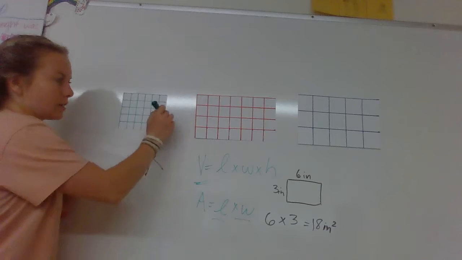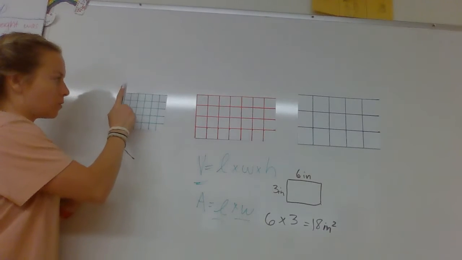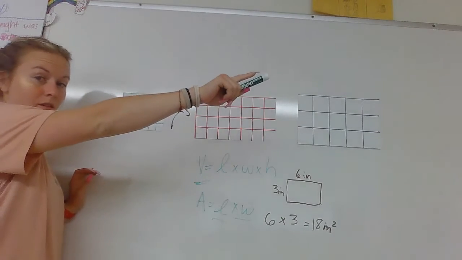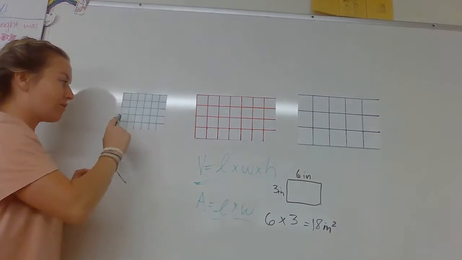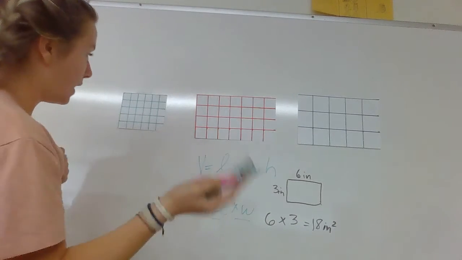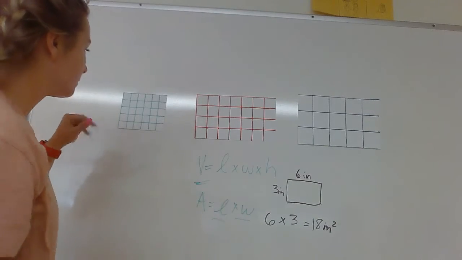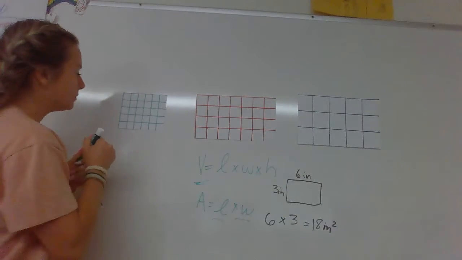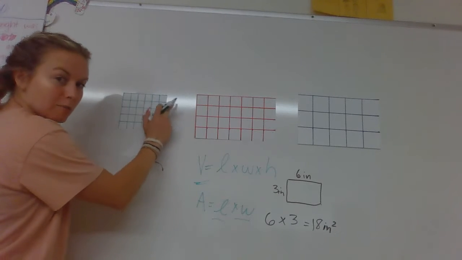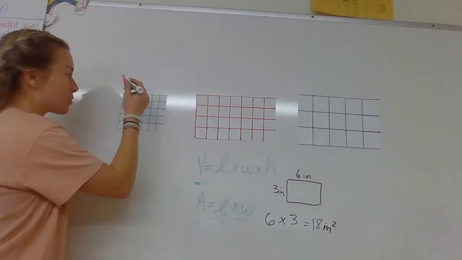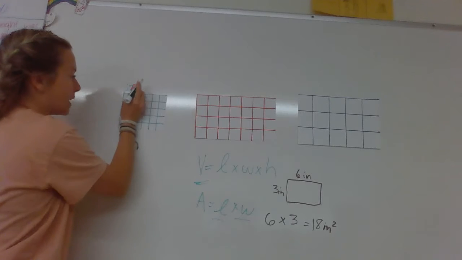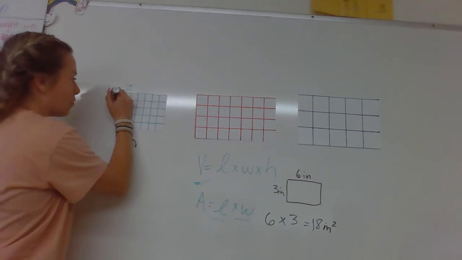This is a nice rectangle. I know that because it's 1, 2, 3, 4, 5, 6 units in length and 1, 2, 3, 4, 5 units in width, meaning that it can't be a square unless it was 5 units and 5 units. So this is a rectangle, and each of these boxes is 1 inch by 1 inch. So this part is 1 inch, and this part is 1 inch.